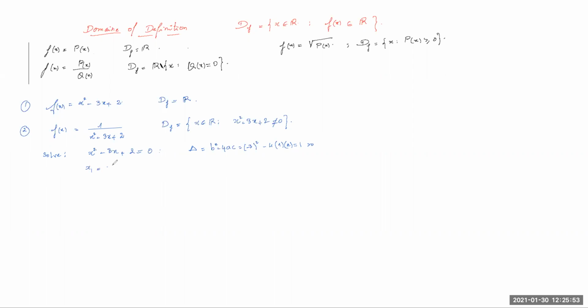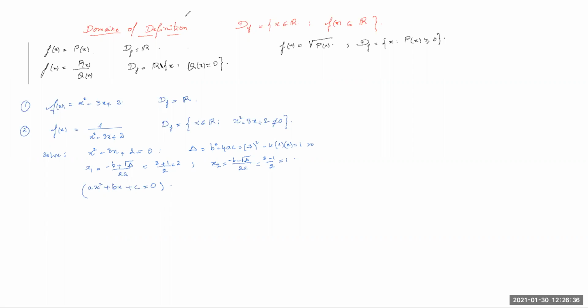x1 will be minus b plus square root of delta over 2 times a. So remember, this is for when you solve the polynomial ax squared plus bx plus c equals 0. So it will be 3 plus square root of delta, which is 1, over 2 times 1, which is 2. The second root will be minus b minus square root of delta over 2a, equal 3 minus 1 over 2, which is 1. So finally, I need to eliminate these two values, 2 and 1.